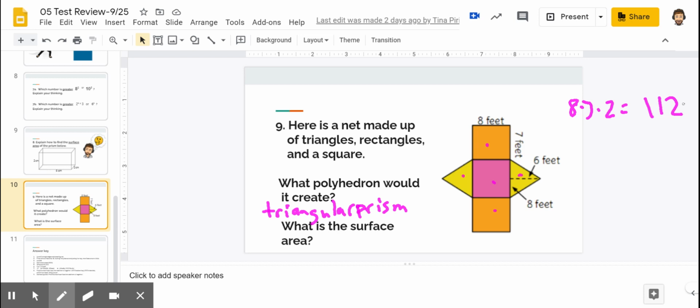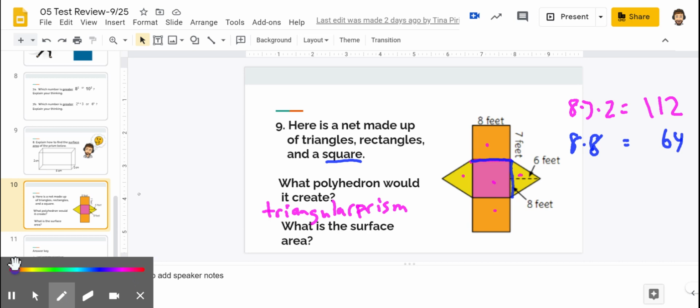For the pinkish colored rectangle, it is 8 feet. Let me choose a color to see here. See, it is 8 feet on that dimension and 8 feet on that dimension. So that is the square. And there's only one of them. So 8 times 8 is equal to 64.